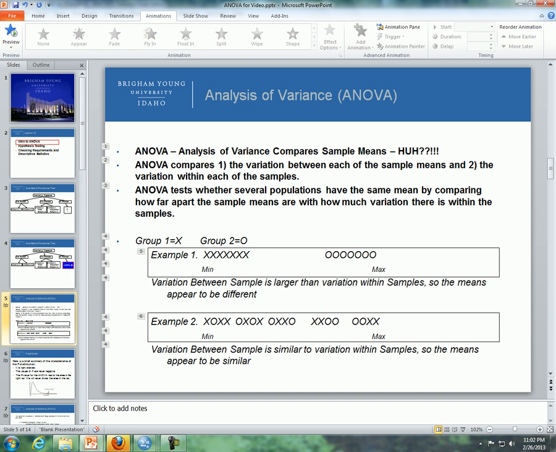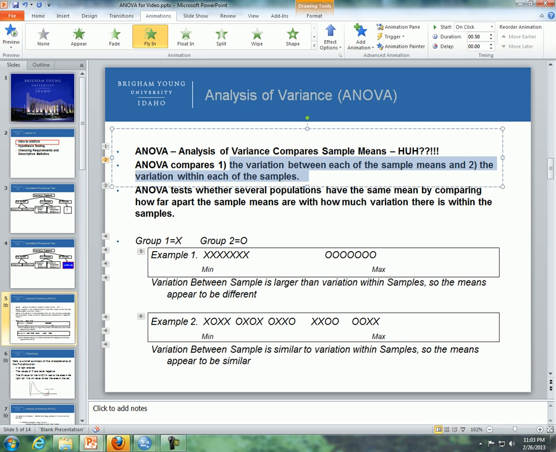Okay, now let's talk about analysis of variance. Analysis of variance compares sample means. Shouldn't it be analysis of means? But what analysis of variance does is it compares the variation between each of the sample means and the variation within each of the samples. So ANOVA tests whether several populations have the same means by comparing how far apart the sample means are with how much the variation is within each of the samples.